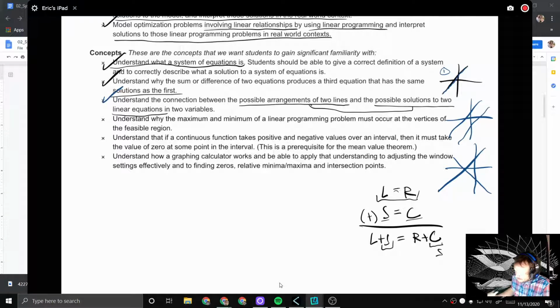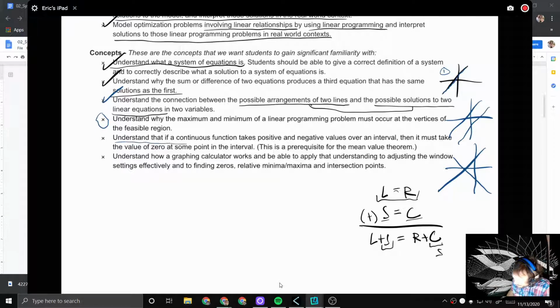Okay, understand why the maximum and minimum of a linear programming problem must occur at the vertices of the feasible region. This one is a bit of a stretch. I'm going to mark this as extension, that's extra. I think it's a really interesting case. I have a whole separate video on this, and if you're interested, ask me and I'll cover it, but I've decided that we're not going to cover that particular concept in class.